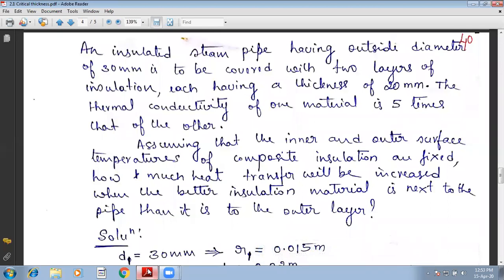It is like this. An insulated steam pipe having outside diameter of 30 mm is to be covered with two layers of insulation, each having a thickness of 20 mm. The thermal conductivity of one material is 5 times that of the other.